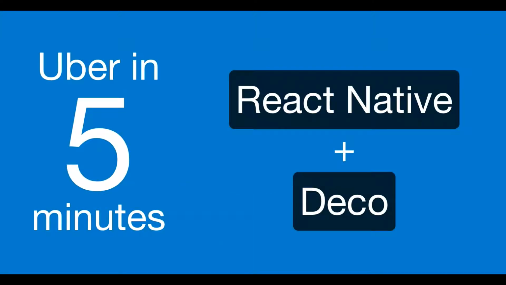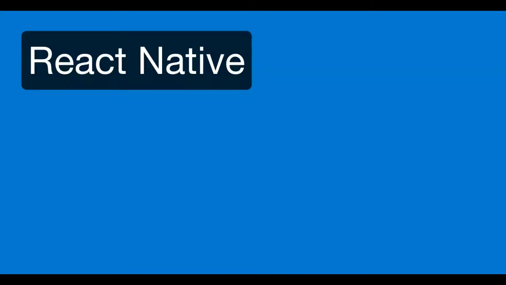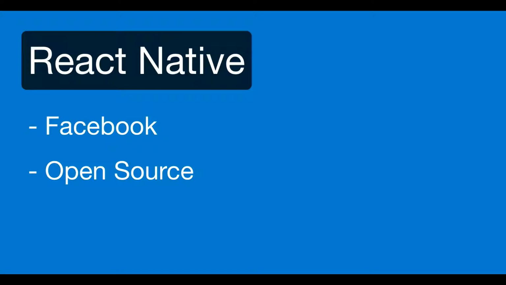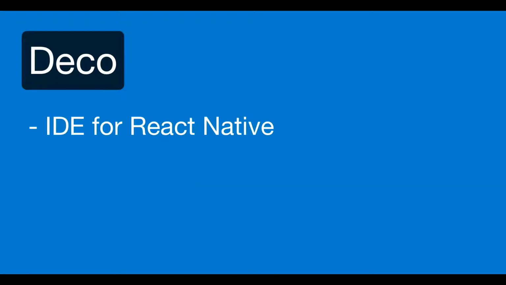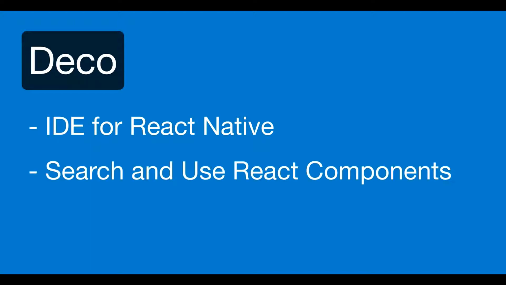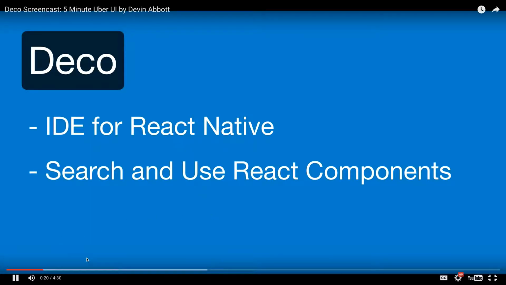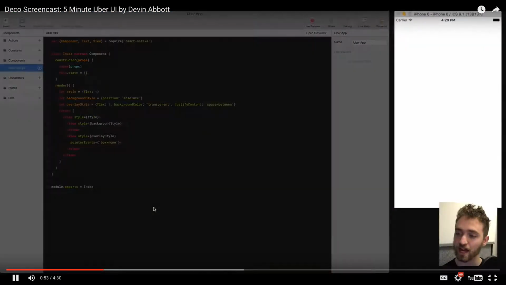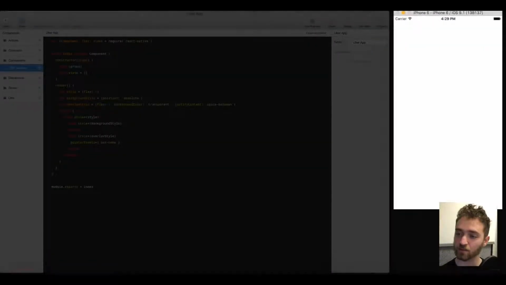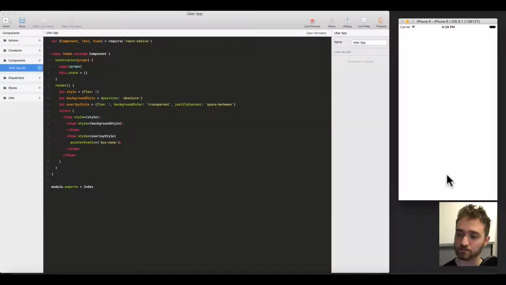Hey guys, today I'm going to show you how to build the main UI for the Uber app in just 5 minutes using React Native and Deco. Now for those of you who don't know, React Native is an amazing new technology from Facebook. It's open source and lets you build real native mobile apps using JavaScript. Deco is an IDE that helps you write your React Native app. It lets you easily search and insert open source components. Here we have the iOS simulator. Deco will live reload the app as I work.